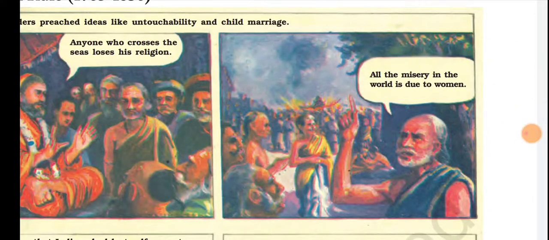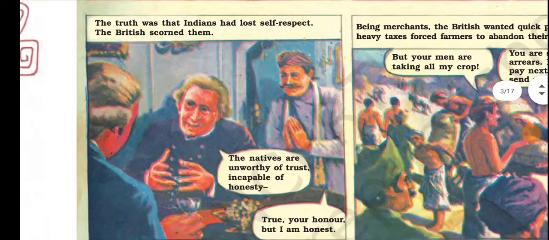All the misery in the world is due to women. Here is another religious leader who says that the misery, the problems in the world, are only because of women. It's really nonsense. The truth was that Indians had lost self-respect.